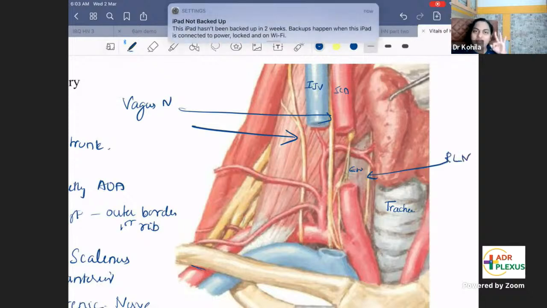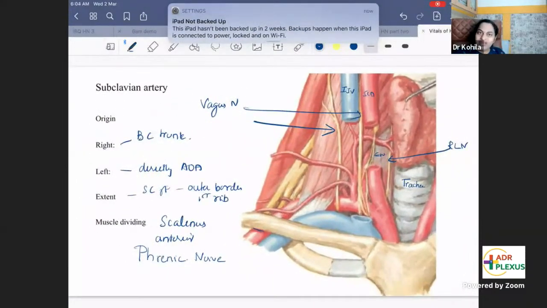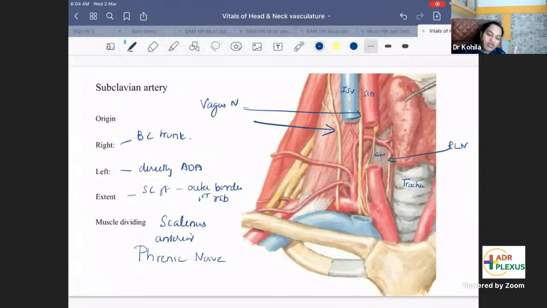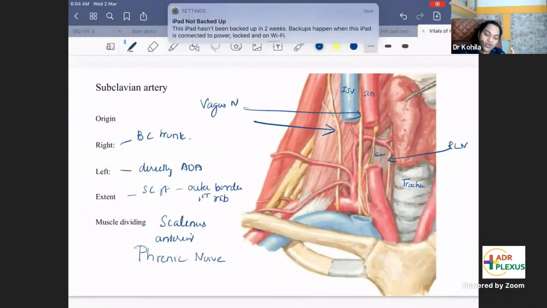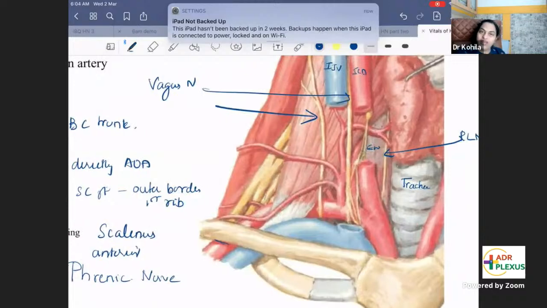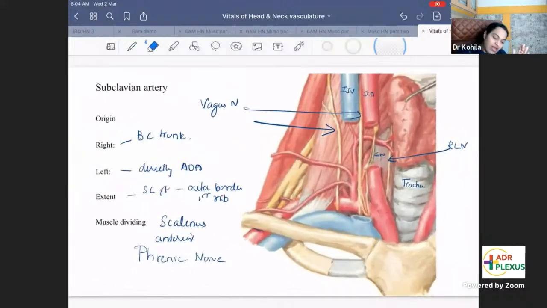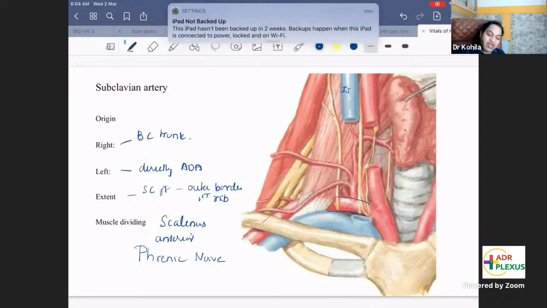Is that clear? These three nerves have been repeatedly asked in your image-based questions. Phrenic nerve, the best place that you see it is over the scalenus anterior. Vagus, you cannot make a mistake between the IJV and common carotid or internal carotid. And recurrent laryngeal nerve is always in the tracheo-esophageal groove. Okay, guys, so coming back to the subclavian artery. That's the subclavian artery as you see here, coming from the brachiocephalic trunk on the right side, divided by the scalenus anterior into three parts.